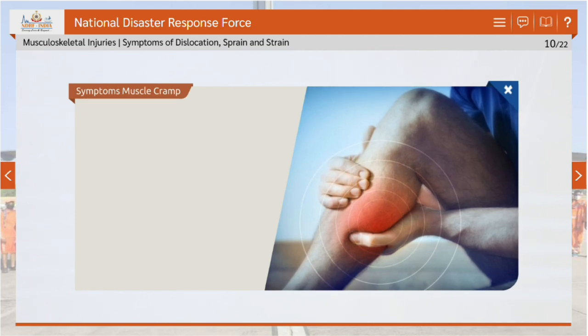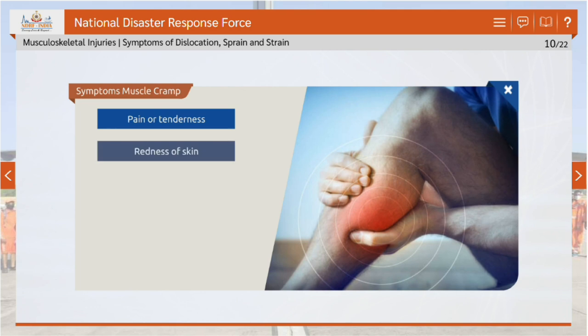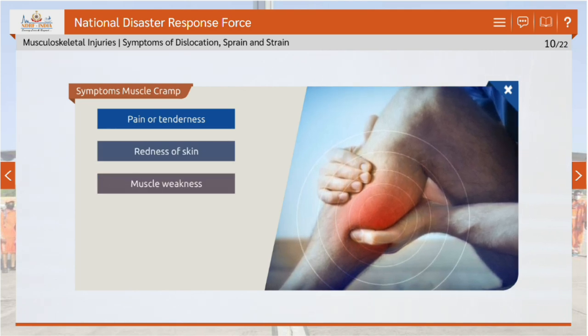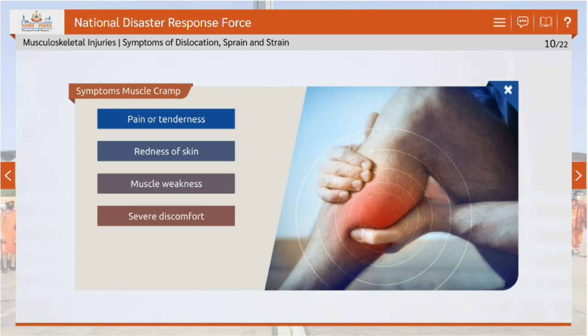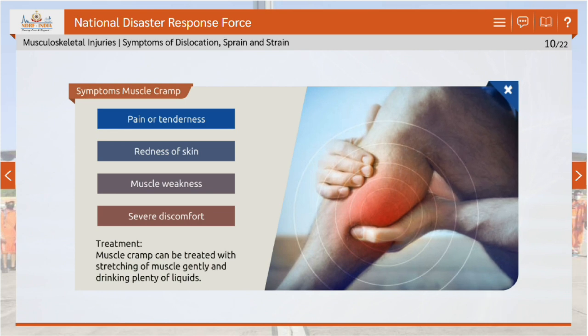Symptoms of muscle cramp may include experiencing pain or tenderness, observing redness of skin in the affected area, experiencing muscle weakness, and severe discomfort. Treatment: muscle cramp can be treated with stretching of muscle gently and drinking plenty of liquids.